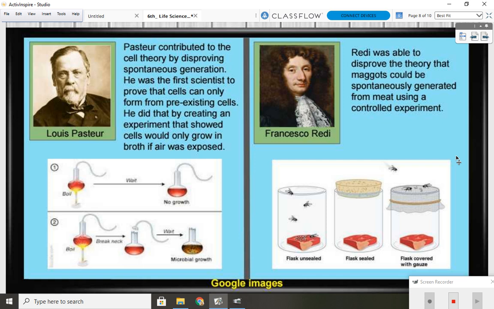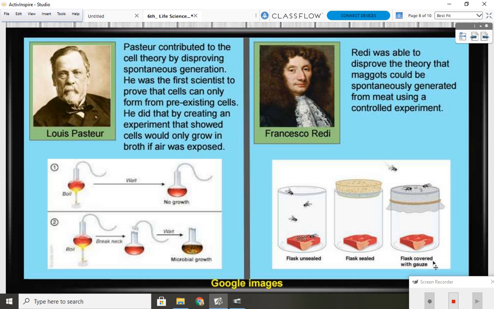So he set up an experiment where he sat meat in an unsealed flask, a sealed flask, and then a flask that was covered with gauze. So in the unsealed flask, outside organisms had access to the meat. So for example, flies, they were able to land on the meat, and that meat generated the maggots. In the sealed flask, no outside sources, not even air, could get to the meat, and no maggots were formed.